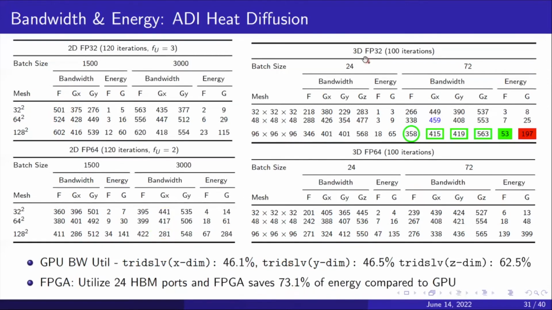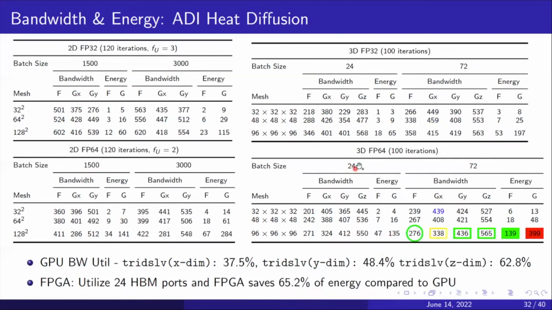For the 3D ADI single precision case, FPGA reaches around 358 gigabytes per second bandwidth. Here we note that we are not unrolling the iterative loop. That's why there's a slight drop from 620 to 358, because we can't unroll the iterative loop for the 3D application. GPU maintains a good level of bandwidth around 400 gigabytes per second, and for the Z solve it reaches 563 gigabytes per second. And when it comes to energy, FPGA saves over 73.1% of energy consumed by GPU.